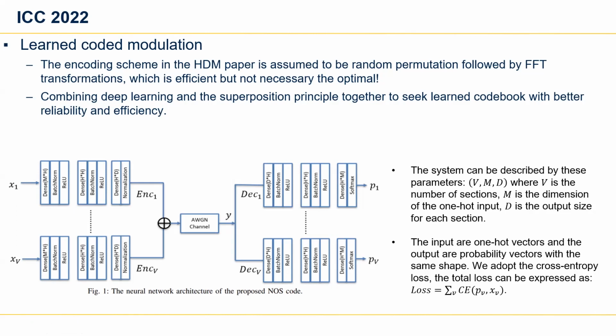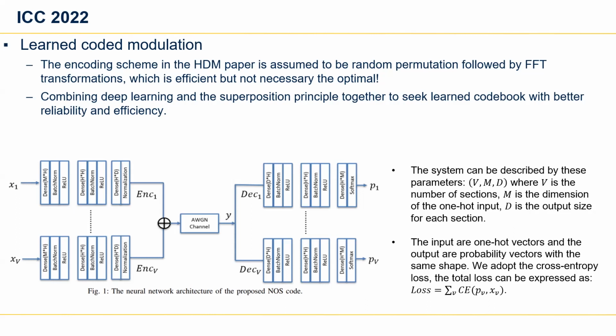The left figure is the neural network structure for our paper. The encoder comprises several sections, and each section comprises a linear layer and nonlinear activation functions, followed by the power allocation and power normalization layer at the end of each section. The input to these sections are one-hot vectors, and each one-hot vector has dimension M, which conveys log2 M information bits. Each section will output a D-dimensional signal, which will be summed up and passed through the AWGN channel.